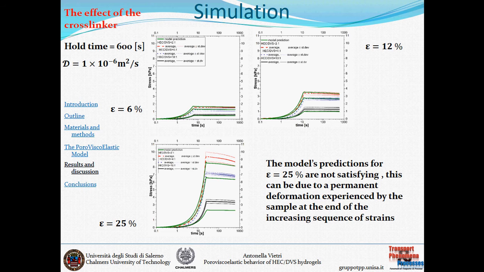In order to verify the reliability of the parameters obtained, a simulation for the other strains was performed. The predictions were satisfying for the 6 and 12%, but not for the 25%. This can be due to a permanent deformation experienced by the sample at the end of the increasing sequence of strains.